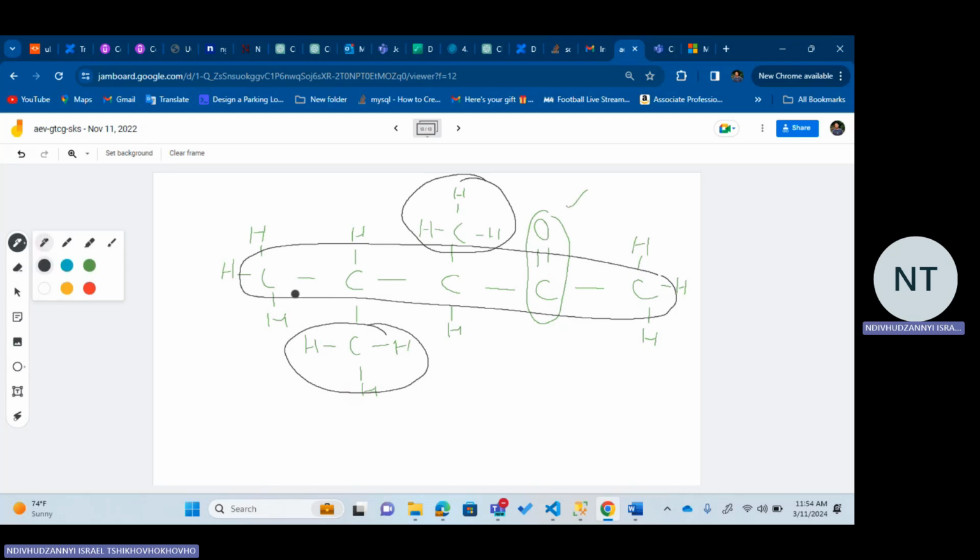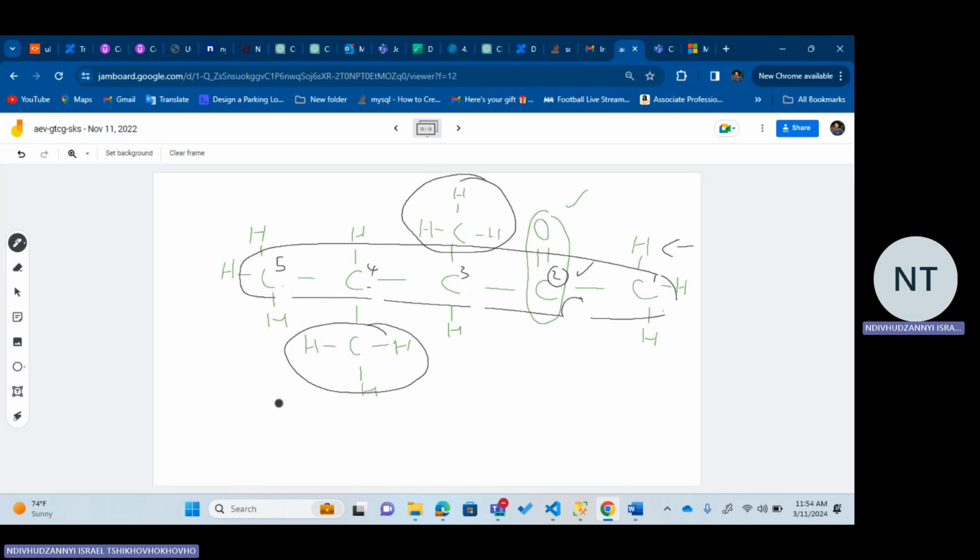Then we do our numbering system. So it's 1, 2, 3, 4, 5 in both directions. Then which numbering system are we going to choose, the forward or the reverse one? Let's check the position of the double bond. It's in position 4 for the forward and in position 2 for the reverse. So we'll stick to the smallest number and stick to the reverse.